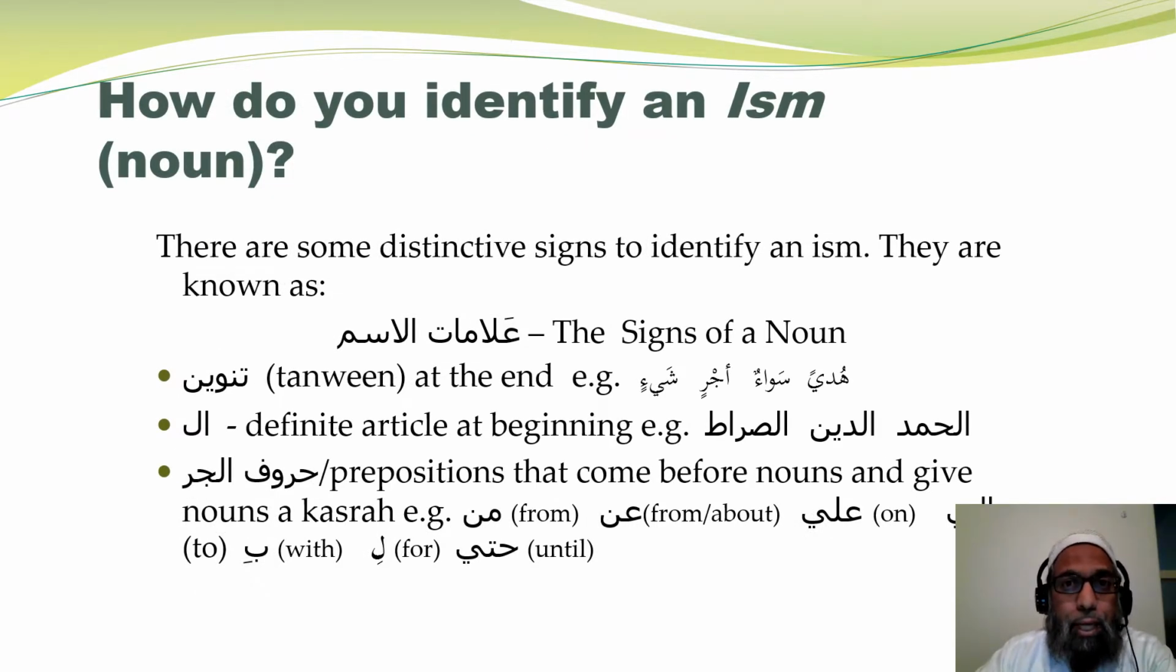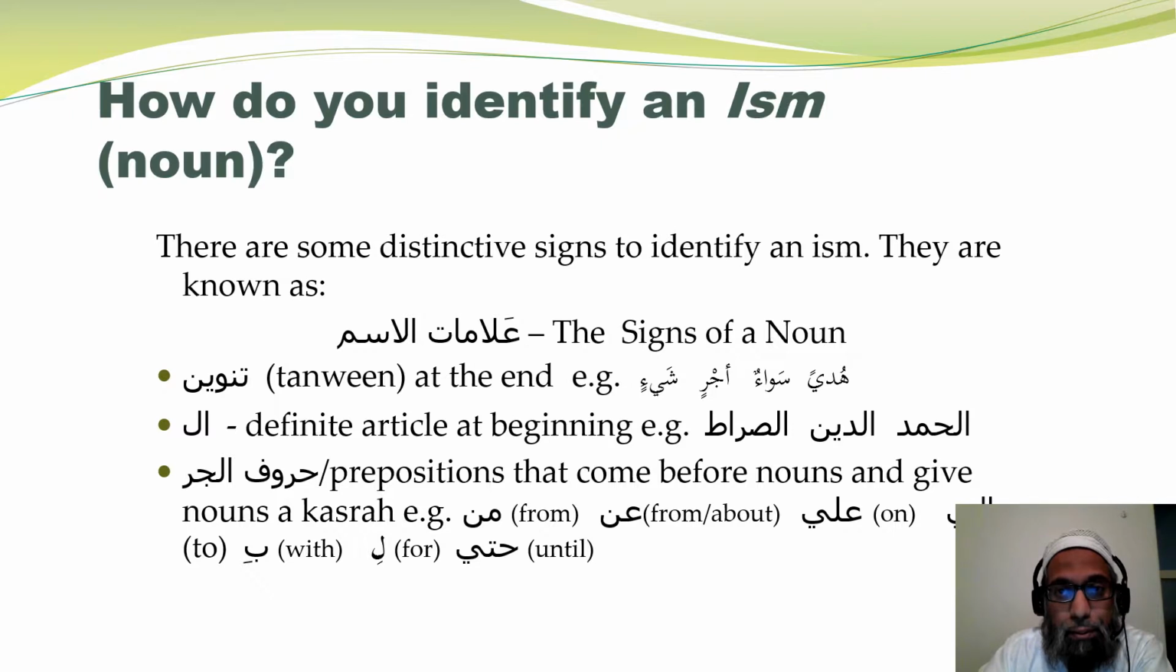Okay, how do we identify an ism? That's one of the basic aspects of every language, and that's how you begin to learn how to translate any language. Okay, so there are some distinctive signs to identify an ism. They are known as alamatul ism. Alamat means signs, signs that indicate something. Okay, alamat is also used in Urdu. Alamat, you say alamati. All right, alamat, signs of a noun.